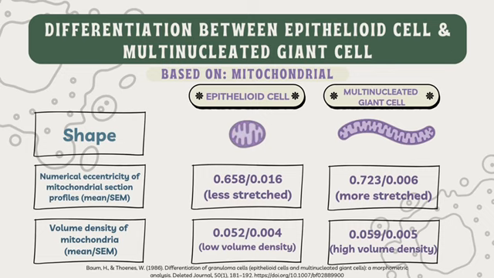Last one, volume density of mitochondria. Epithelioid cells have 0.052 ± 0.004 (mean ± standard error of the mean), meaning low volume density. However, a multinucleated giant cell has a high volume density of 0.059 ± 0.005 (mean ± standard error of the mean). When the volume density of mitochondria increases, it shows the cells need more energy, so they produce more mitochondria to meet the energy demand. By elongation, the mitochondria increase their surface area in relation to their volume. It is possible that the alterations in shape are associated with enhanced activity of membrane-bound enzymes and an increased exchange of substances between the mitochondria and cytoplasm.